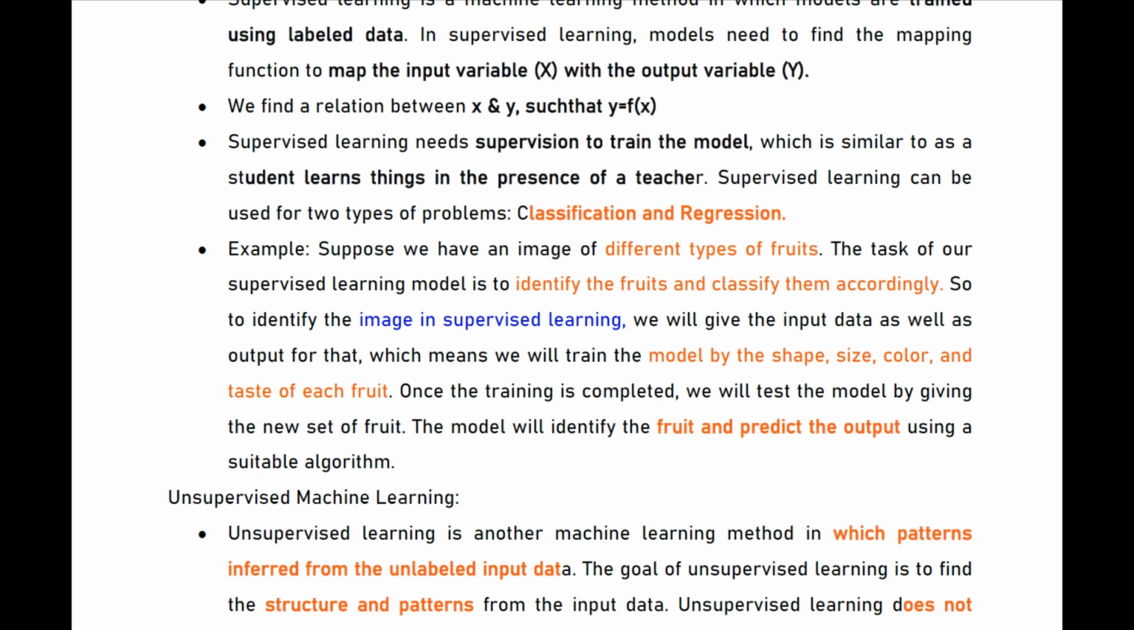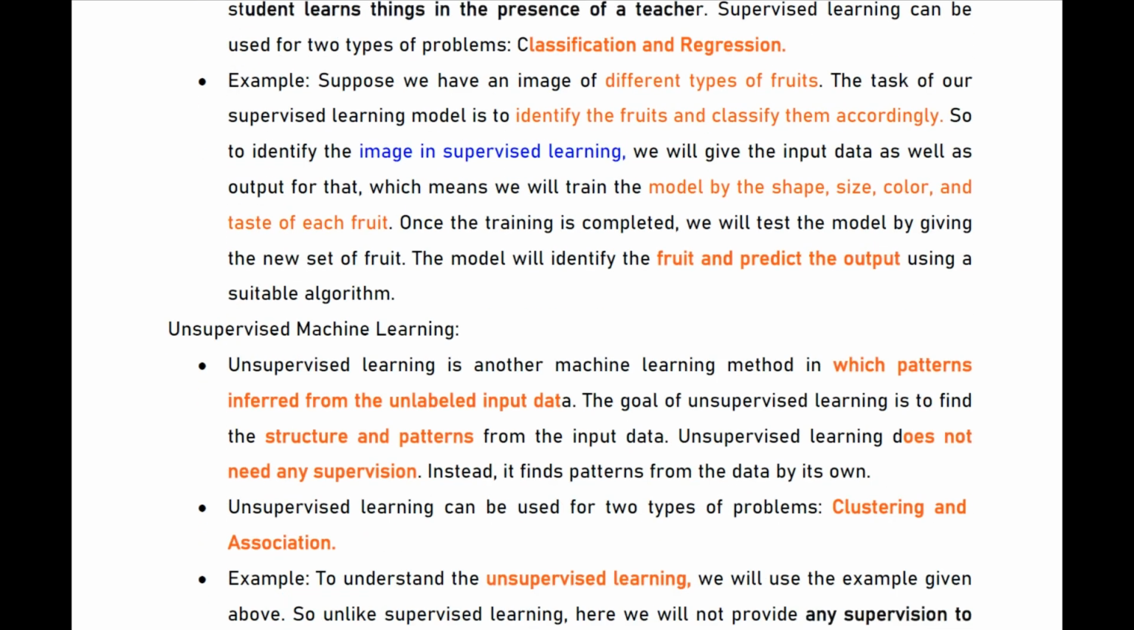So to identify the image in a supervised way, we give the data as well as the output, which means we train the model with the size, colors and taste of each food. Once the training is completed, we have to test the model by giving a new set of foods, and the model predicts the outputs under supervision.